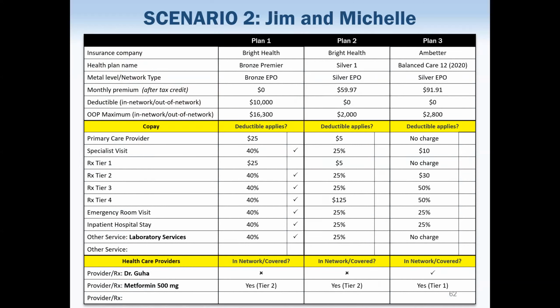So we have the plan on the left that's free, big deductible, some first dollar coverage, but doesn't have the doctor network. And it covers the medication, but at tier 2. So that would be 40% coinsurance, and they would have to worry about the deductible.